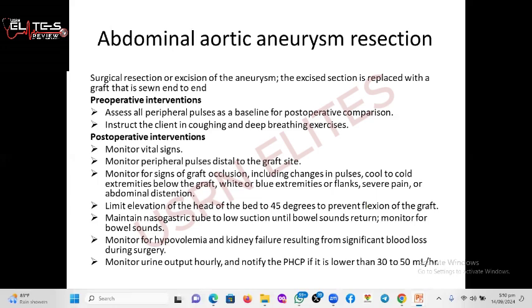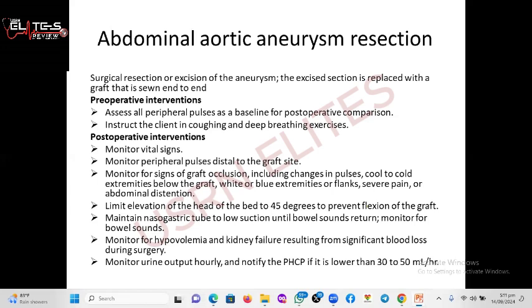Then you also instruct the clients on coughing and deep breathing exercises as well. You teach them because when they return from surgery, they will need to engage in coughing and deep breathing exercises. You have to monitor the vitals after the procedure. Then pulses are very, very important, as I said. So you monitor the peripheral pulses distal to the graft site. Then you also have to monitor for signs of occlusion.